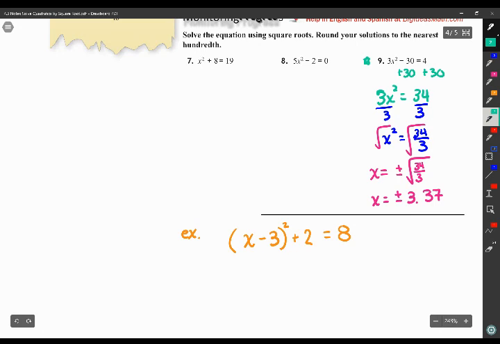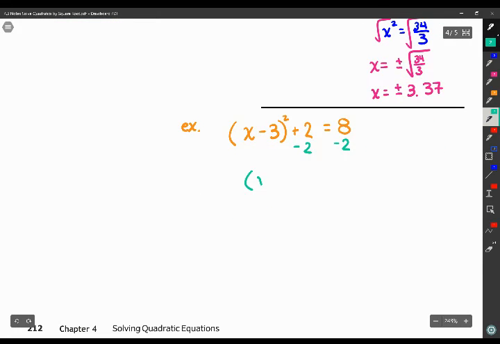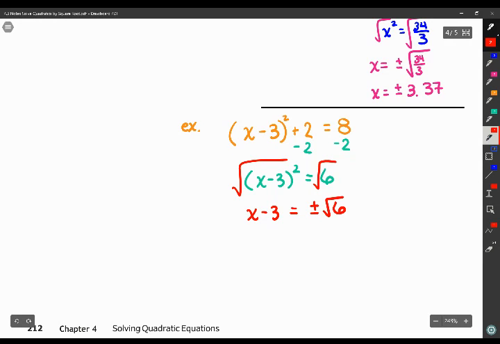If it's not by itself, okay, so in this case, I don't have it by itself, so I'm going to have to get the squared term alone. And this gives me x minus 3 squared is equal to 8 minus 2, which is 6. I've got the squared term by itself, so now I want to take the square root. And so I get x minus 3 is equal to plus or minus root 6. Okay, 6 does not come out as a nice number, which is fine. There's not an issue with it.